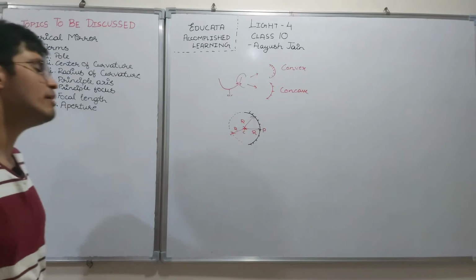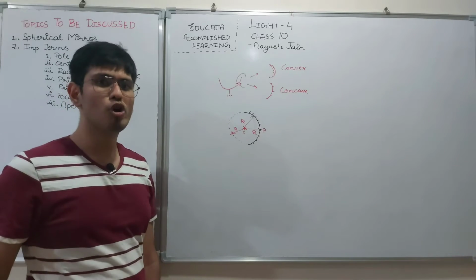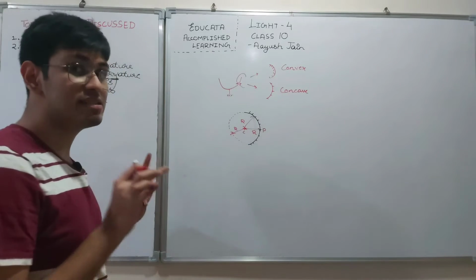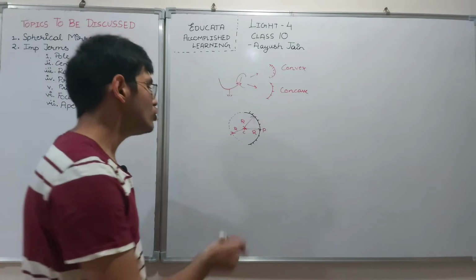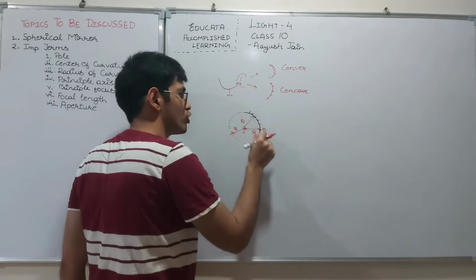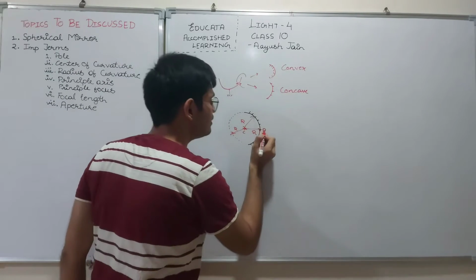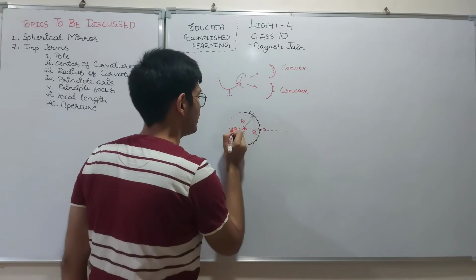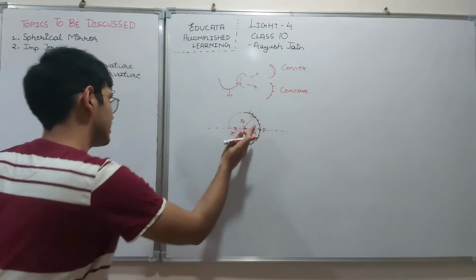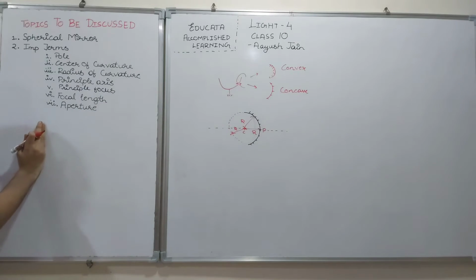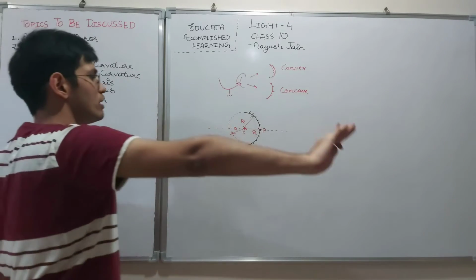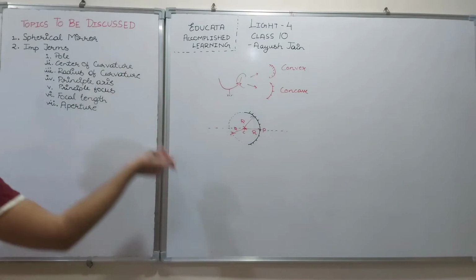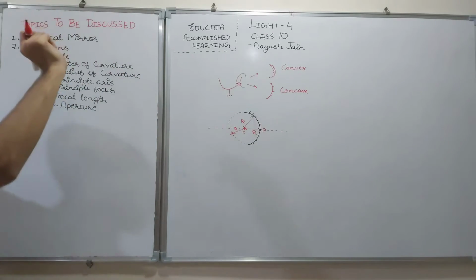Now comes another term, which is the principal axis. What you have to do? It's a simple thing, very much simple thing. You have got the center of curvature, you have got the pole, you have to join these lines and just extend it. Okay, over here, over everywhere. You can extend it over here also. No problem in that. You just have to extend this line, and this particular line is known as the principal axis.